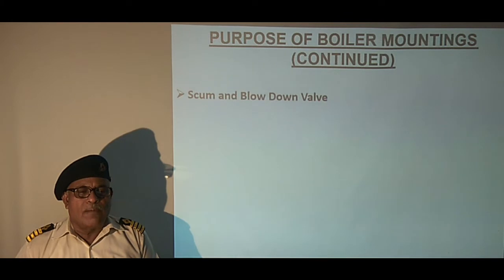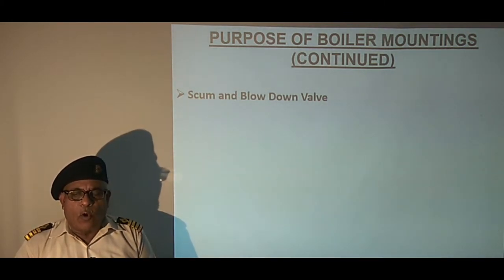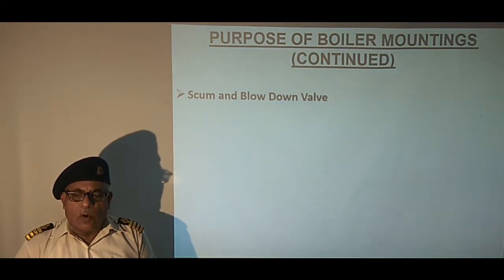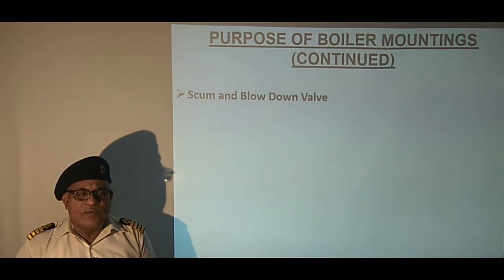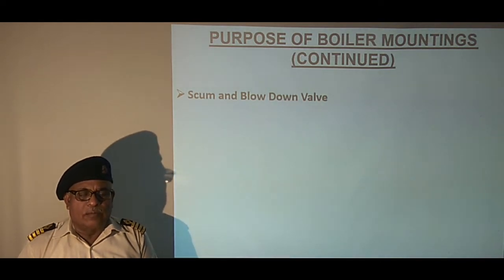Now we have scum and blowdown valve. Purpose of the scum valve is to remove any oil or floating scum on the water surface. It is installed on the steam drum at normal water level and is connected with a pan. Blowdown valve is installed at the bottom of the boiler shell or in the water drum to remove precipitated sludge or for lowering the concentration of dissolved salts. It is also used to empty the boiler for carrying out inspection and repair.